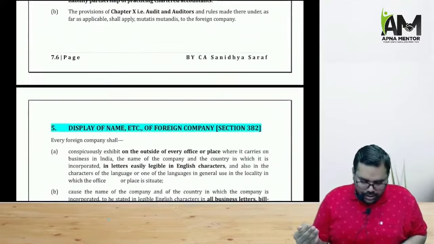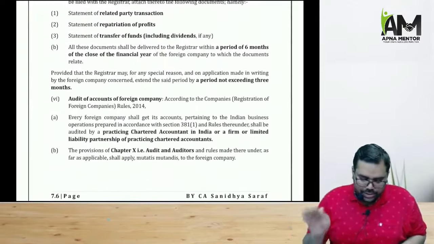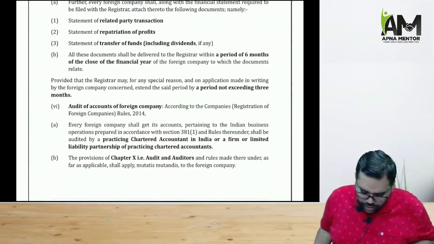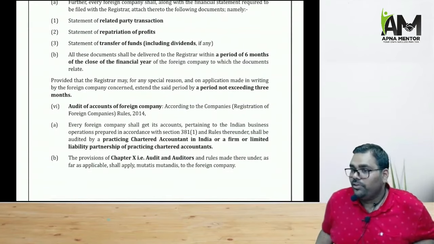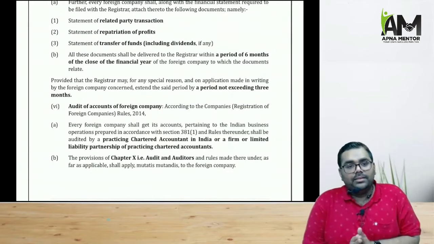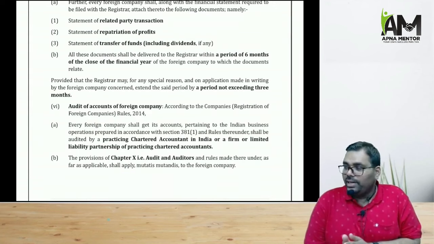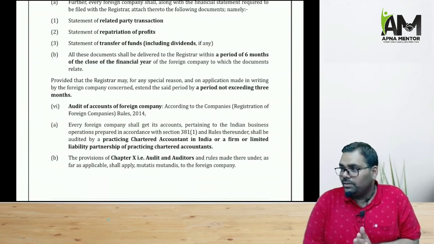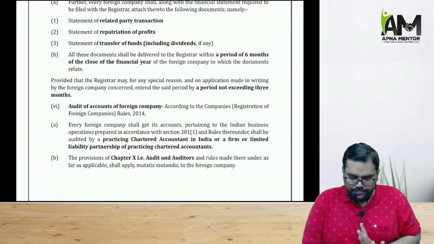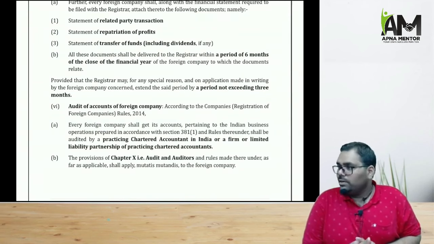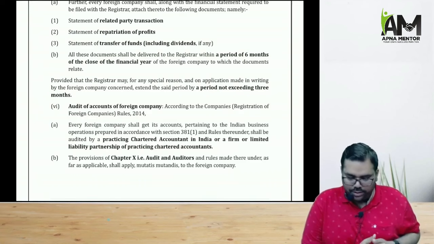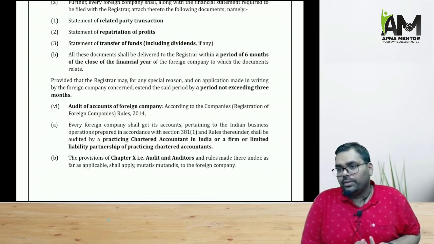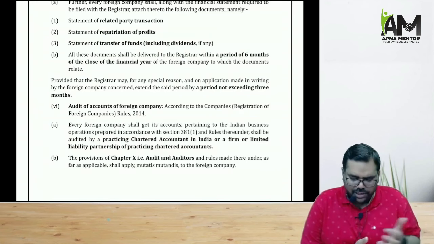Now the provisions pertaining to audit. Okay, audit also has to be done, we forgot. These foreign companies are doing business in India. They are preparing their accounts of the Indian business. They are preparing the accounts as per schedule 3 only. So they also have to get the audit done. Who will do the audit? A chartered accountant, an individual chartered accountant, or a firm of chartered accountants, or a limited liability partnership firm of chartered accountants.